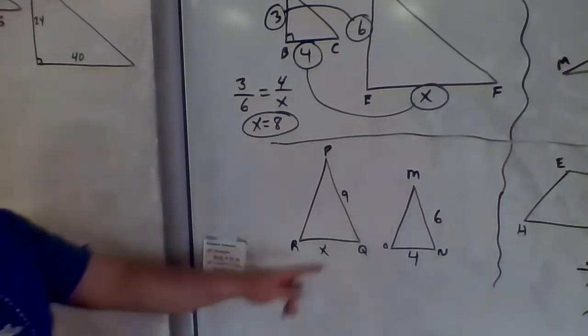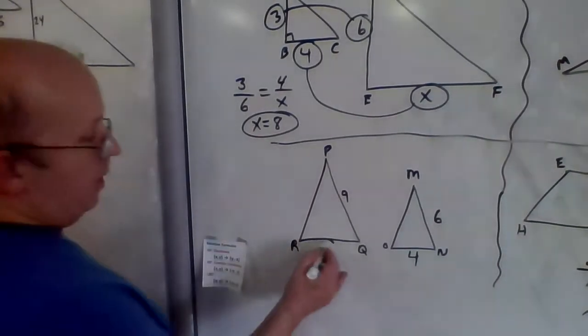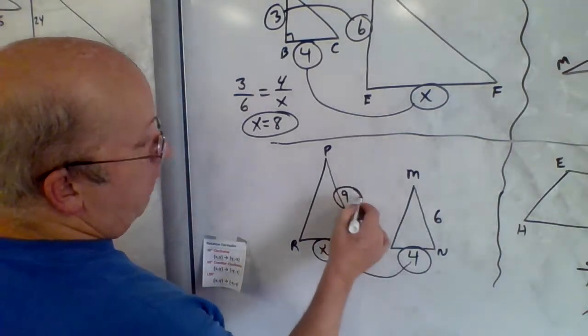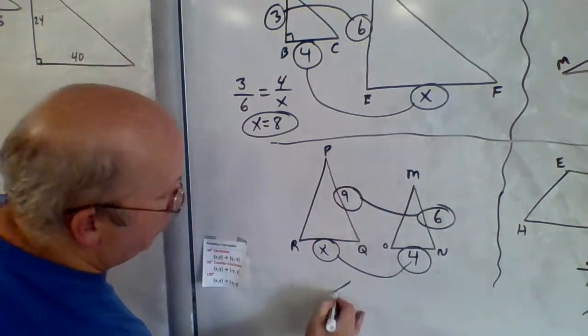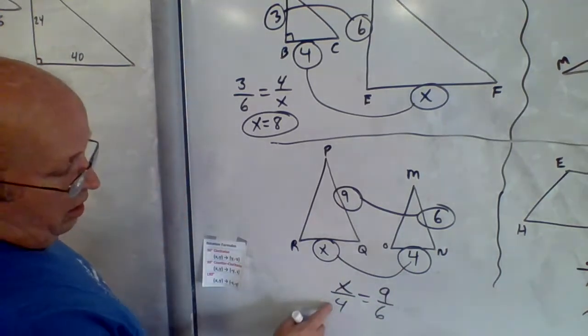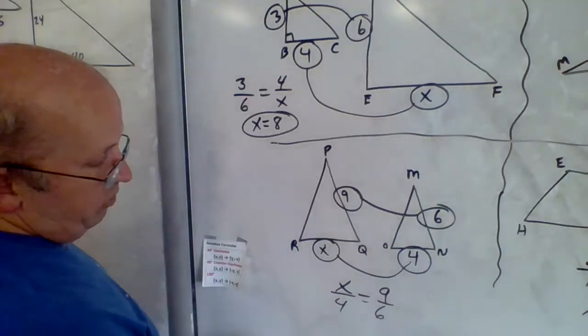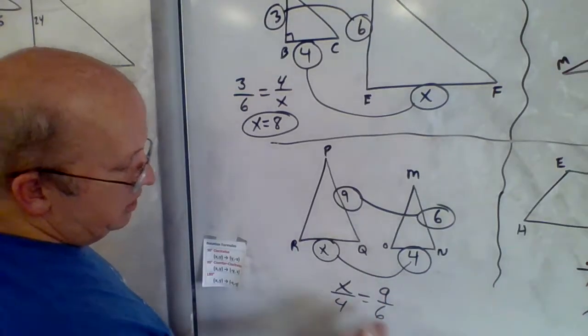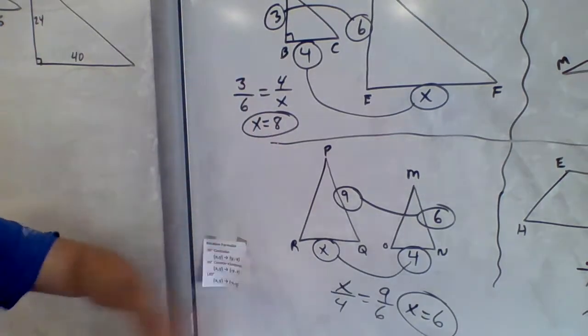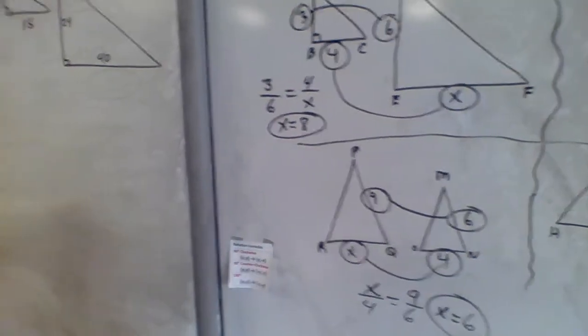Okay. Last one on this board. My x is proportional to, or corresponding to, the 4. My 9 is corresponding to the 6. x over 4 equals 9 over 6. Multiply 4 times 9 is 36. Divided by 6 is 6. So my x value in this case has to be 6. Okay, so that's one type of problem.